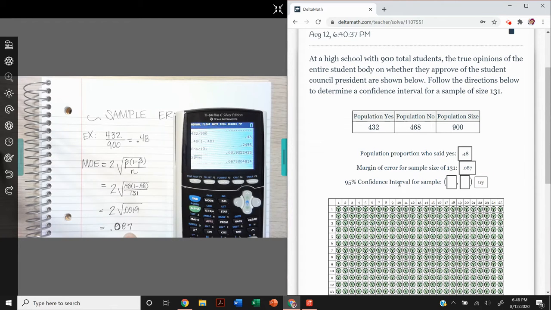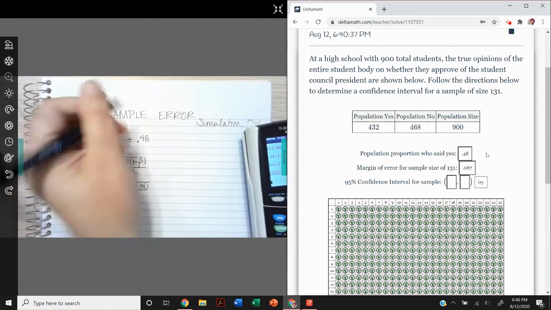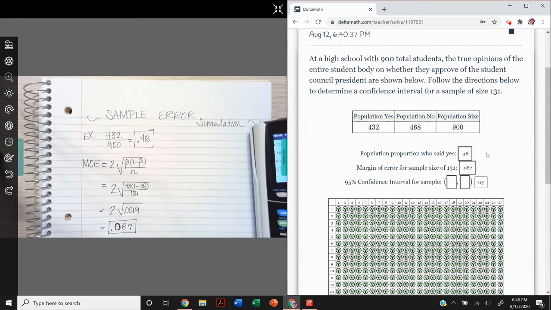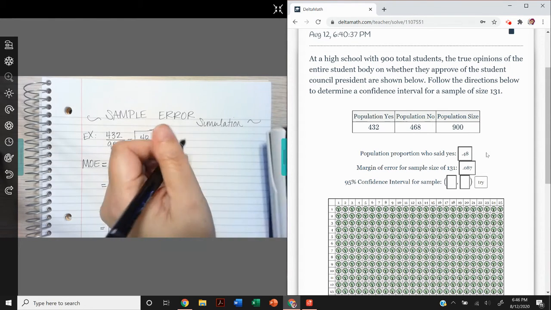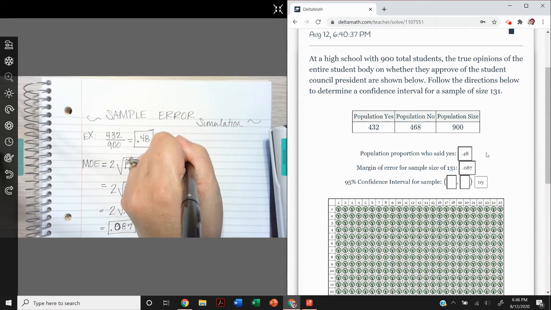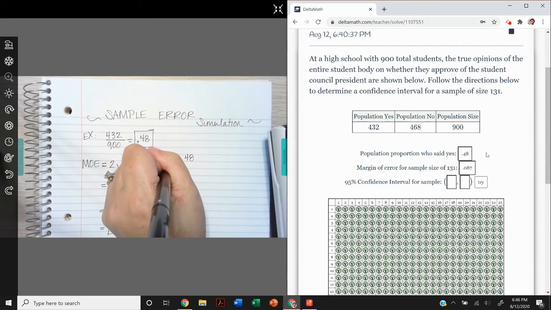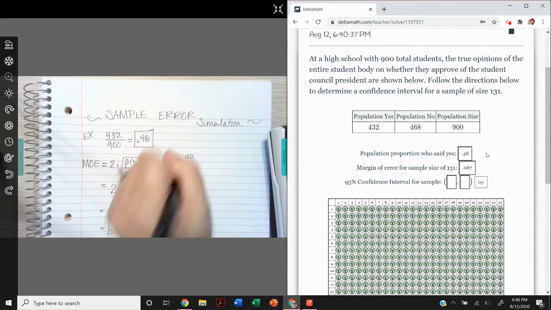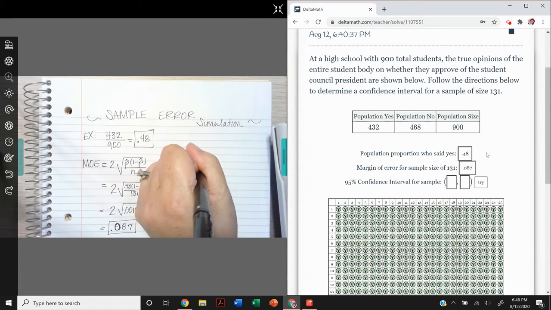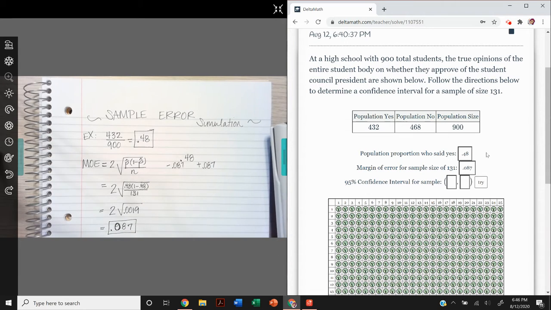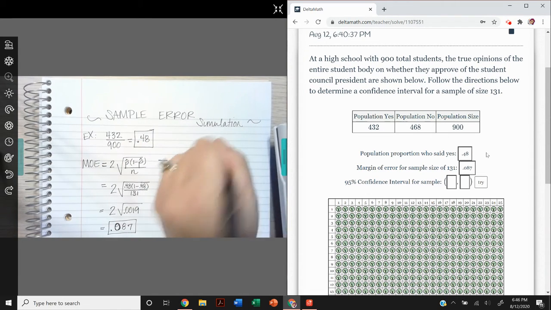All right, now I need to come up with a confidence interval. So now I'm going to use this piece of information here, and I'm going to use my margin of error. It's really simple. You're just going to take 0.48 and you're going to subtract 0.087. You're also going to add 0.087 to both sides. And that's what's going to give you that confidence interval.